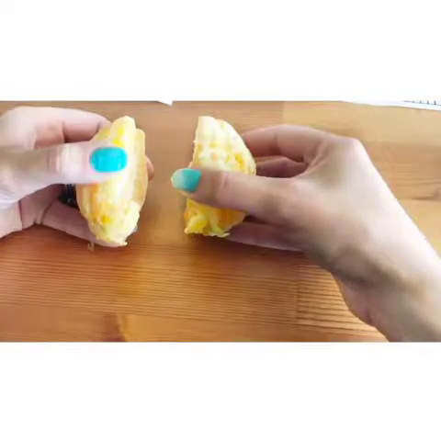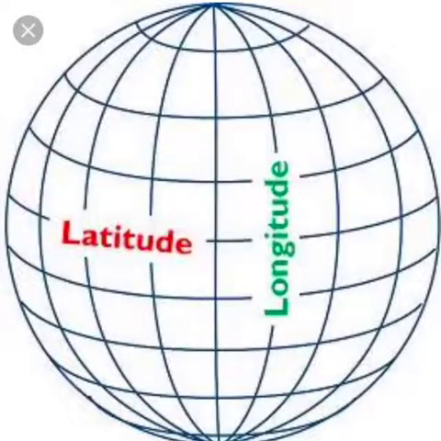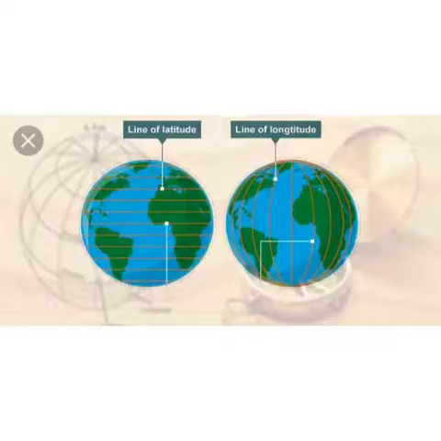So look at this image of lines of longitude on an orange. These are some slices of orange. Now, latitude versus longitude. Definition: latitude is the term that describes how far south or north from the equator a location is. Longitude is used to describe how far east or west a location is from an imaginary line that connects the North and South Pole. Longitudes are also called meridians. So vertical lines are called longitudes and horizontal lines are called lines of latitude.